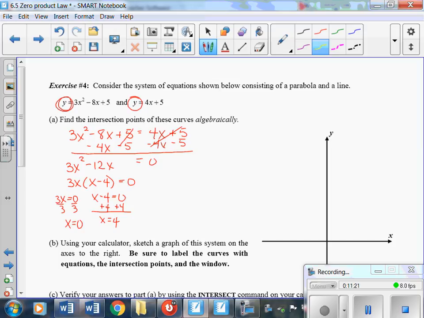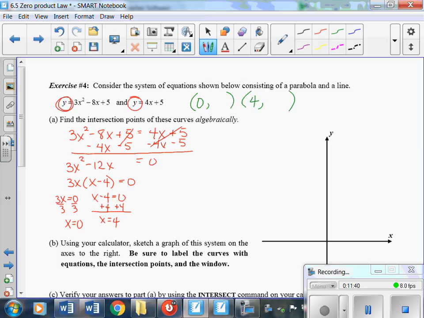So now, those are my x's. That tells us the x-values of the intersection points. So I know that my two x's are going to be 0 and 4. So in other words, what I'm saying here is I have 2 points. I have 0 comma something, and I have 4 comma something.